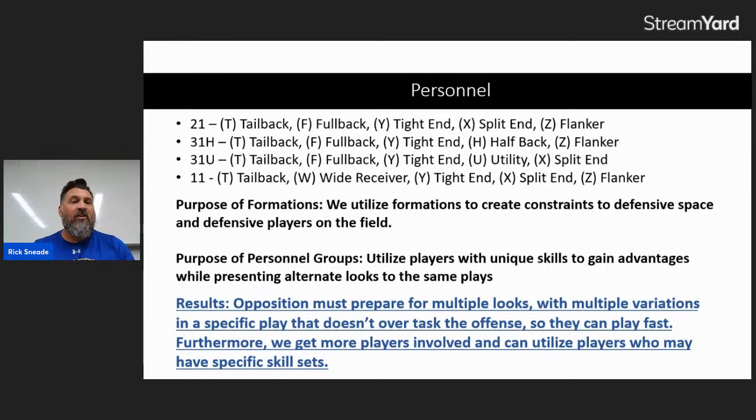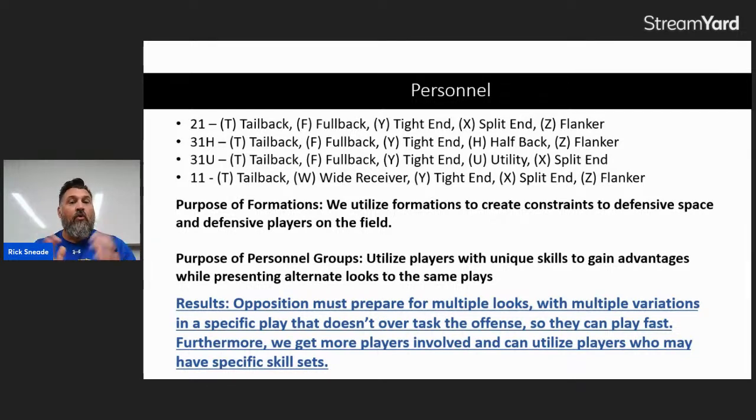So you hear me talk about 21 personnel, which is traditionally 2 running backs and a tight end. 31 H personnel means we've got an H coming in, and we'll designate where he goes. He's generally replacing the X. So he's going to be on the line of scrimmage. That H will be on the line of scrimmage, so it could be an extra tight end. And we're, again, talking about 3 running back types in there.